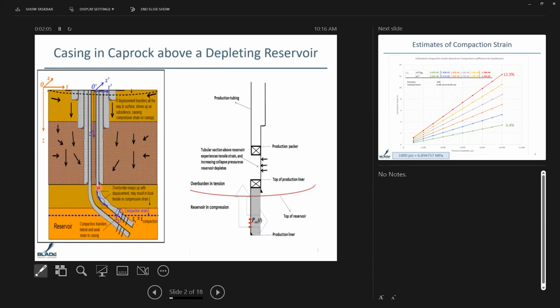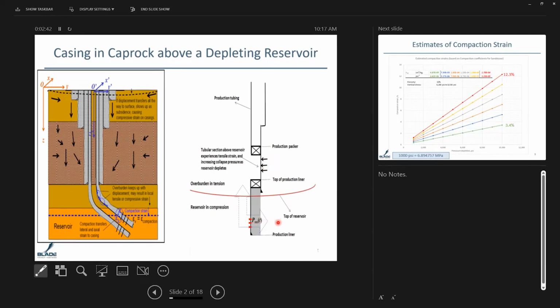So now if you zoom in on the wellbore tubulars that are present here, what you have here is the production liner. This is known as the production liner, and here are the perforations which connect the wellbore to the pores in the reservoir. And as the reservoir begins to get compressed, the overburden goes into tension, and this tensile strain is transferred to the production liner. And this part of the wellbore is in direct hydraulic communication with the reservoir.